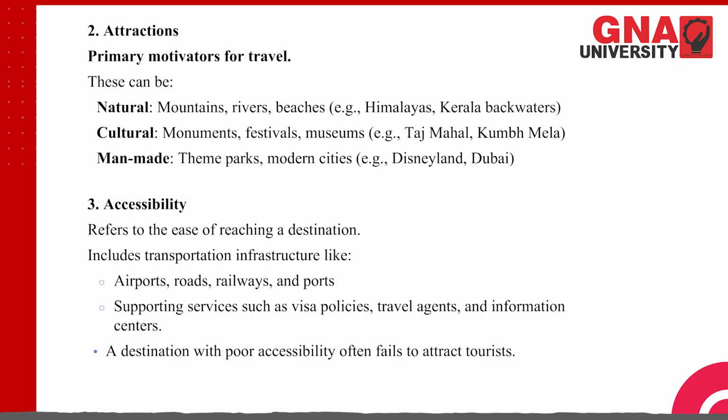Accessibility refers to the ease of reaching a destination, includes transportation, infrastructure like airports, roads, railways, and ports. Supporting services such as visa policies, travel agents, and information centers. A destination with poor accessibility often fails to attract tourists.